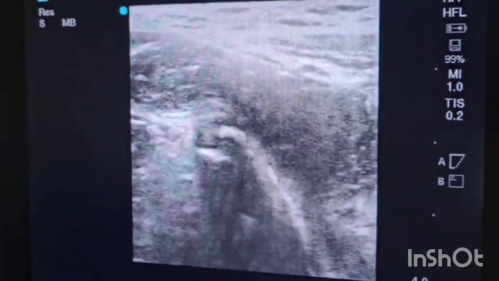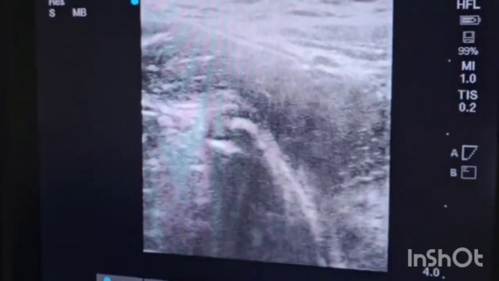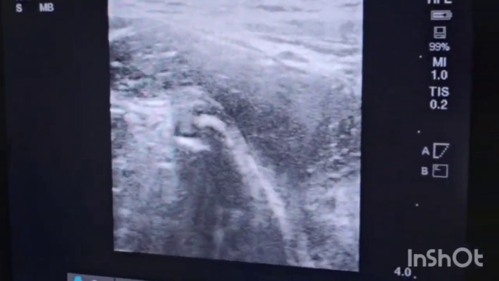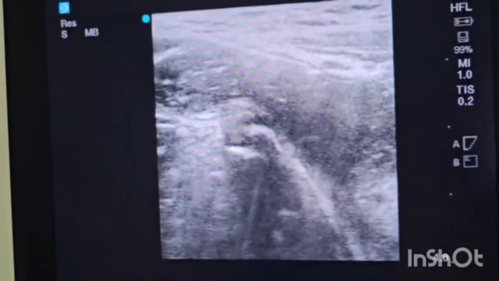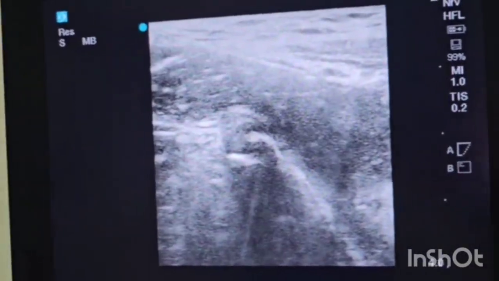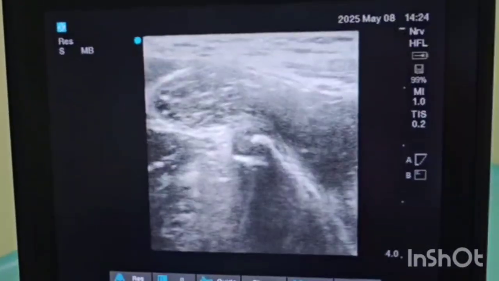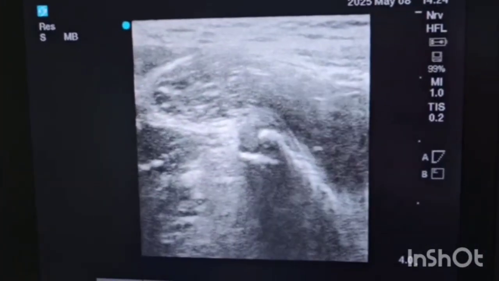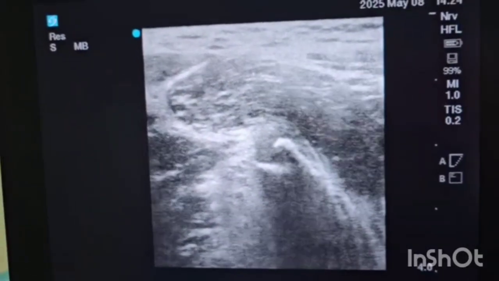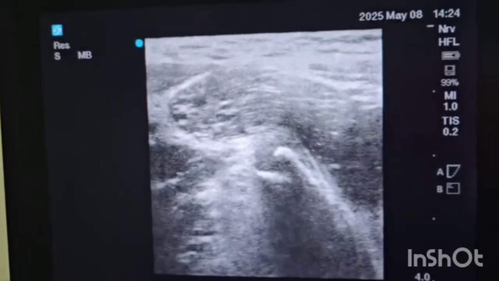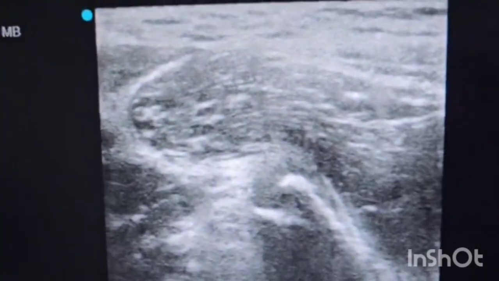After defining the landmarks, we have to go ahead with the needle insertion just above the inguinal ligament, marking just below the deep circumflex iliac artery. The needle is inserted along the in plane approach. As you can see, the needle is passing in plane and reaching just below the deep circumflex iliac artery.